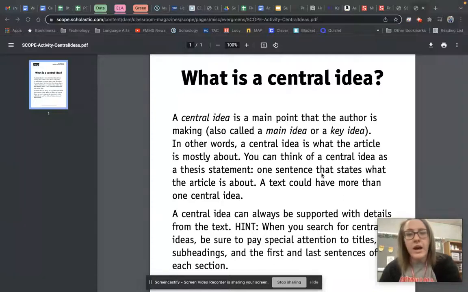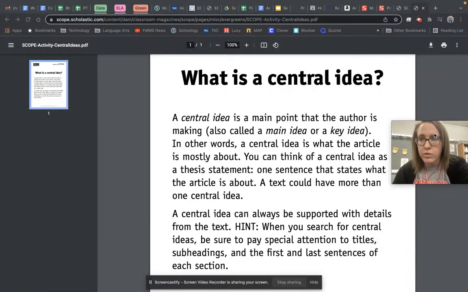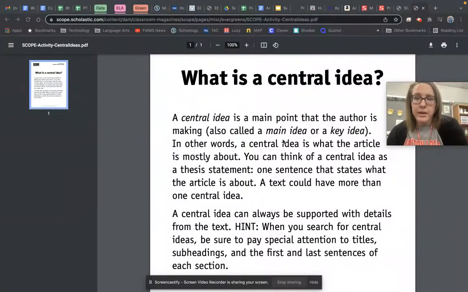Hi, guys. I wanted to really quick, we were doing this in class today, but I wanted to just touch base on central idea. You're going to take some notes in your reader's notebook just to write down what a central idea is. I know you've gone over this in the past, but it might be good to just have a quick refresh. So, a central idea is just the main idea, the main point that the author is making.